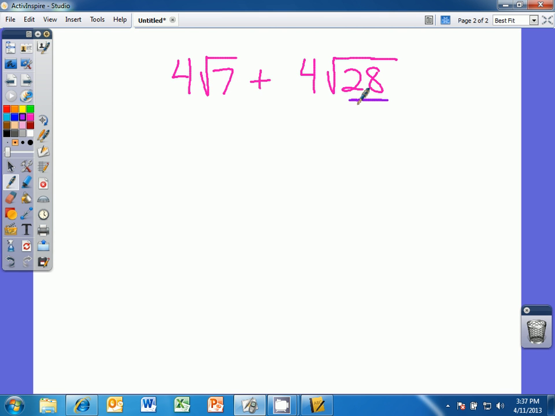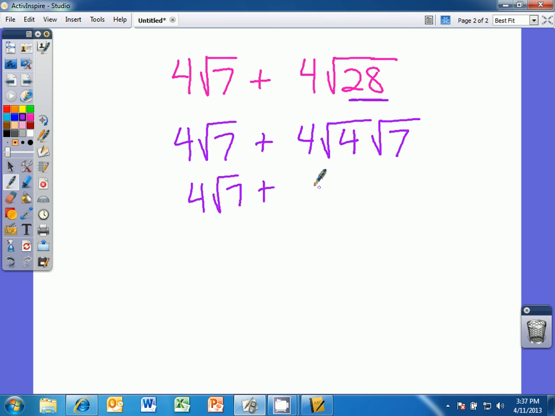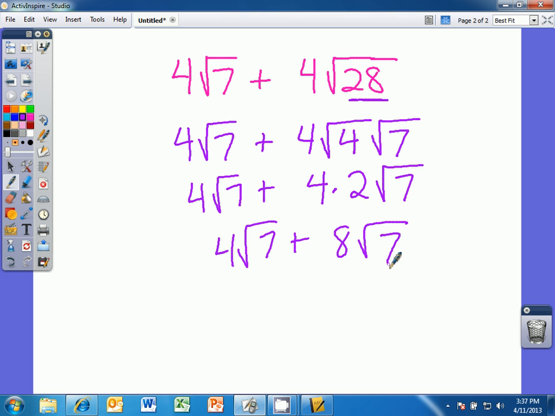28 has a perfect square factor of 4 in it. So I will rewrite this as 4 radical 7 plus 4 times radical 4 times radical 7. So the square root of 4 is 2. So this simplifies to 4 times 2 radical 7. We now have like radical expressions that we can add together. 4 radical 7 plus 8 radical 7 is 12 radical 7.